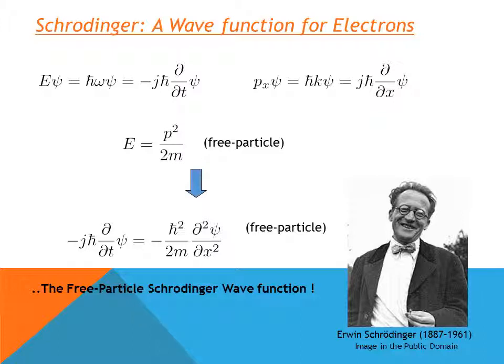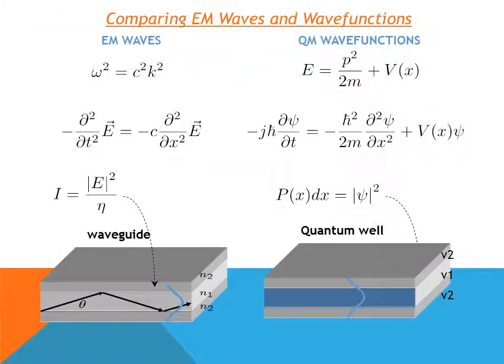Schrodinger, image in the public domain, 1887 to 1961. Now we can see the comparison of electromagnetic waves and wave functions. For electromagnetic waves, omega squared equals c squared k squared, and for quantum mechanics wave functions, E equals momentum squared divided by twice m plus potential.